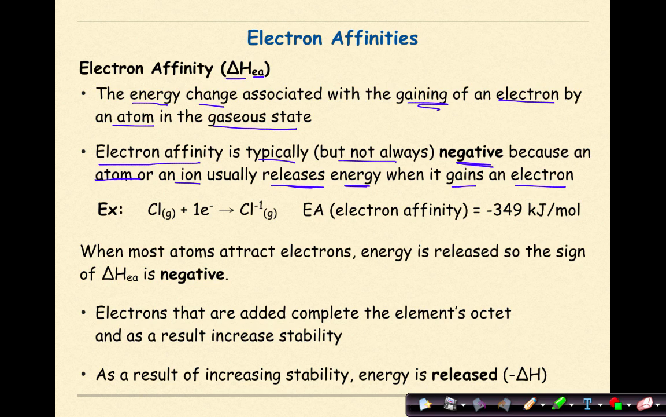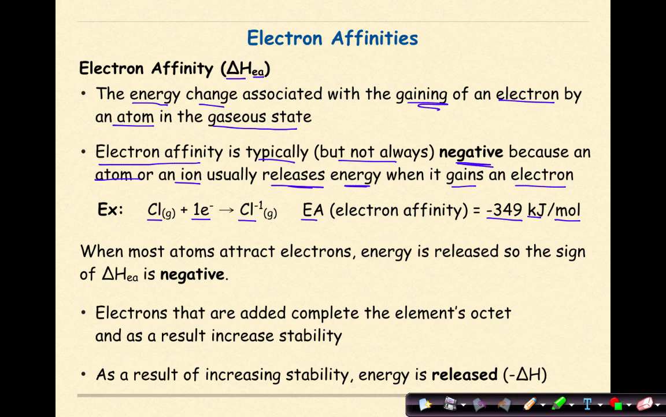an electron. So for example, if I have a chlorine atom with 7 valence electrons and it gains 1 electron, it's going to become a chlorine ion with its full octet and a lot more stable. In this case, the electron affinity is negative 349 kilojoules per 1 mole.